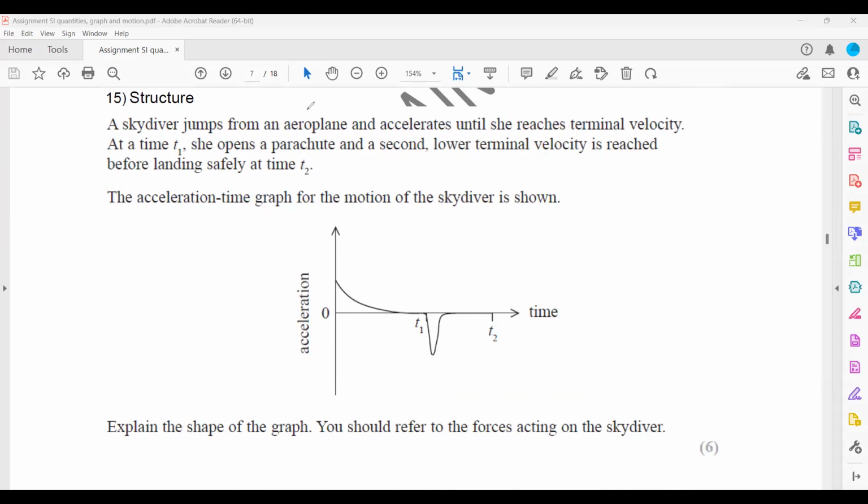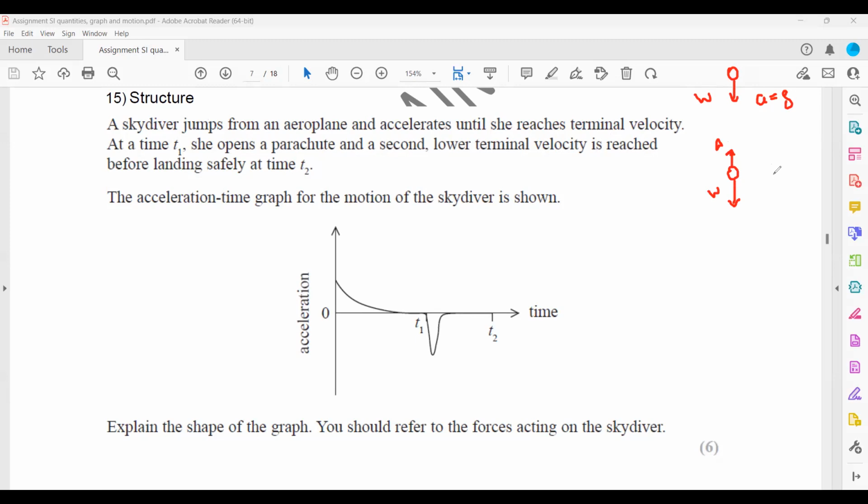As you can see, the skydiver jumps from an airplane and accelerates until she reaches a terminal velocity. Initially, when the skydiver jumps, the initial acceleration is due to gravity, and weight is the only force initially acting. Then, as she accelerates, her speed increases. When the speed increases, the air resistance will also increase.